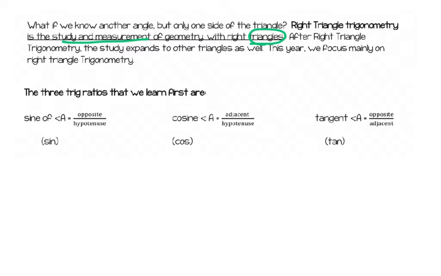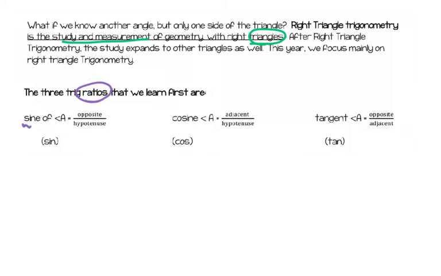So we're going to learn, first of all, 3 trig ratios. Remember, a ratio is a comparison, and the most familiar ratio that you've learned before is slope, where it's rise over run. So it's a comparison of two numbers or two measurements or two lengths. And so we're going to learn these 3.